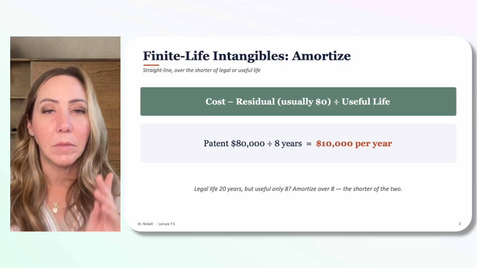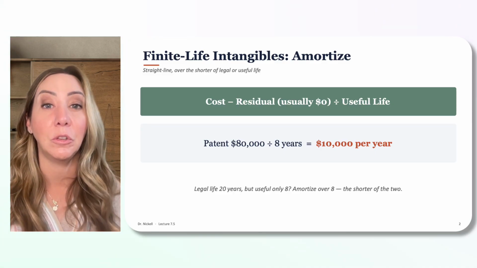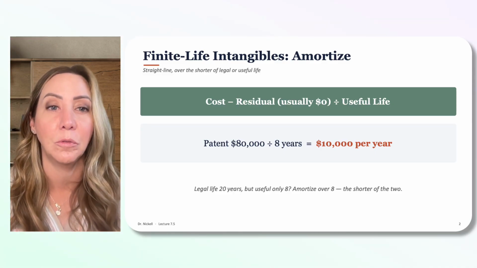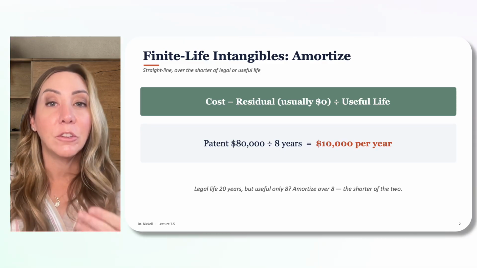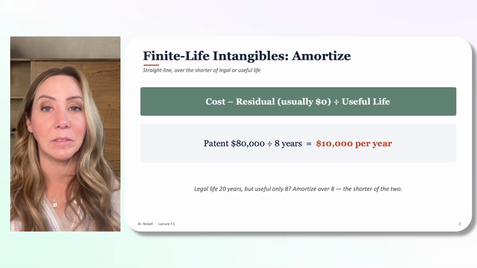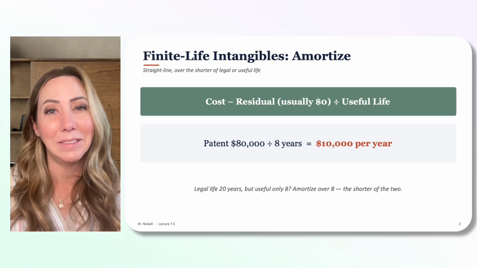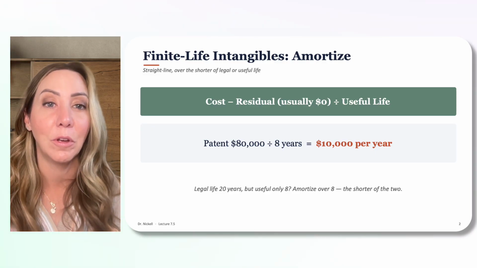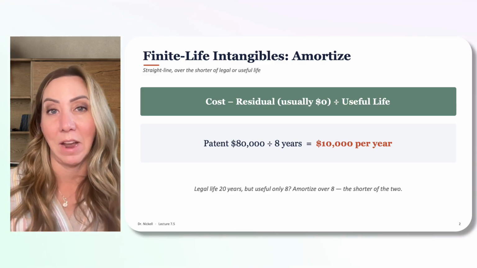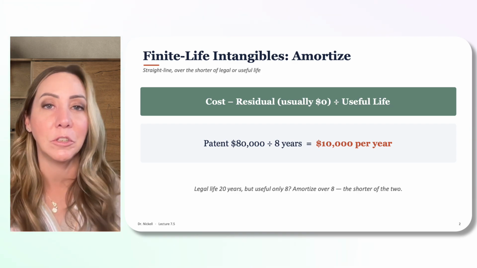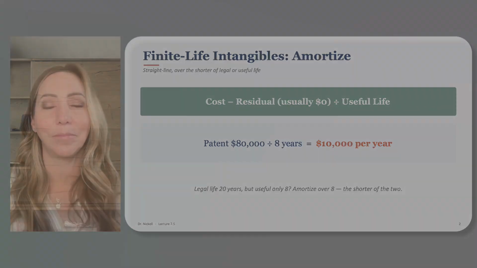Here's a quick example. A patent purchased for $80,000 with a useful life of 8 years and no residual value gives straight-line amortization of $10,000 per year. The journal entry is to debit amortization expense and credit, often directly to the intangible asset account itself, rather than to a separate contra asset or accumulated depreciation or amortization account.